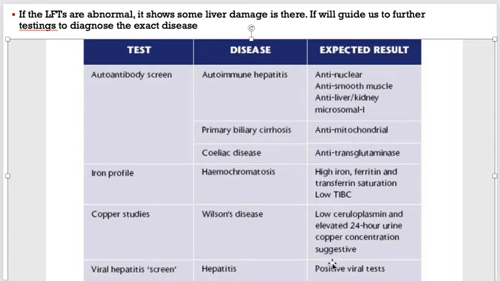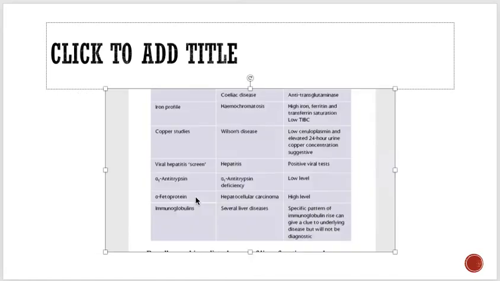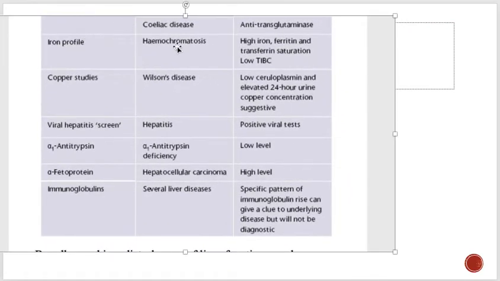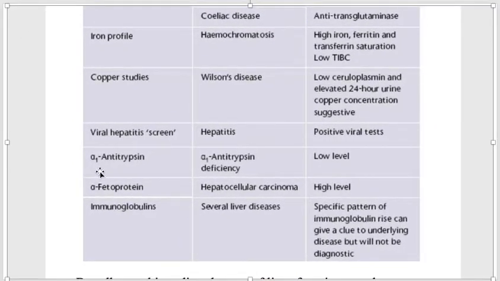We will check for hepatitis A, B, C, D, or whatever type we are looking for. For example, if we are suspecting a condition called alpha-1 antitrypsin deficiency, these people have multiple lung and liver problems and problems in other organs. So we will check alpha-1 antitrypsin in the blood, and we will get low levels.